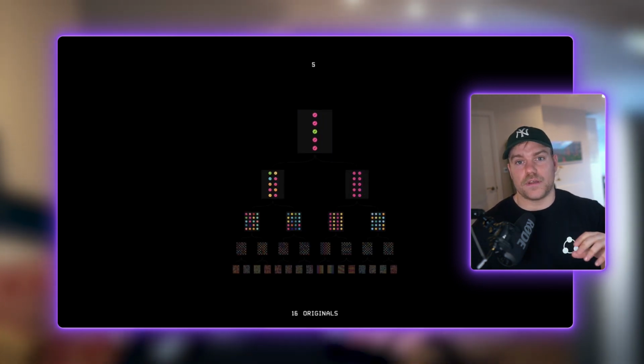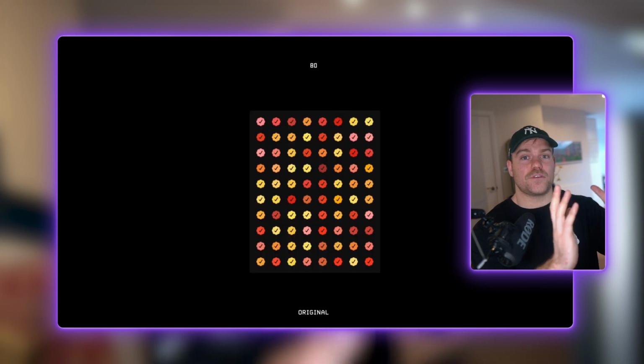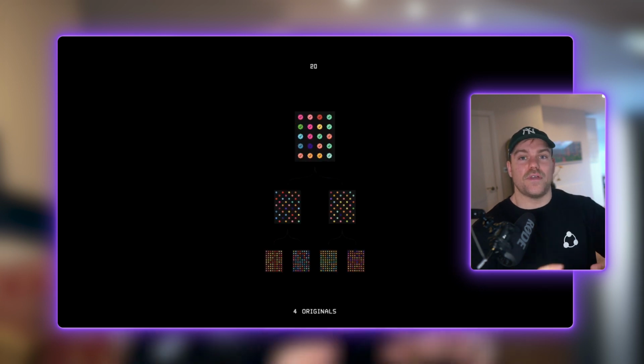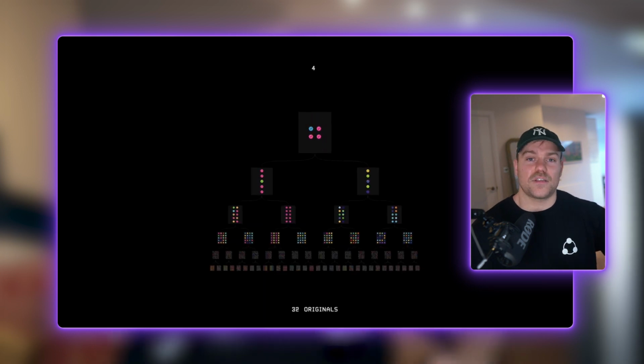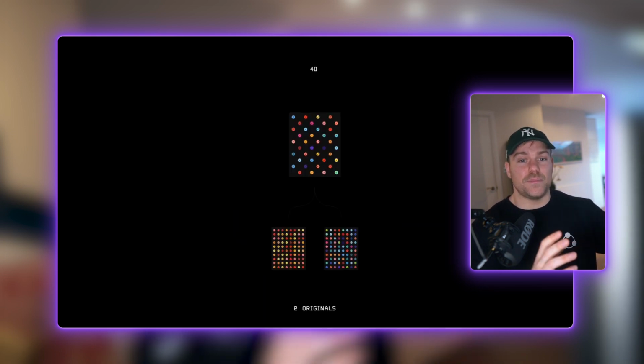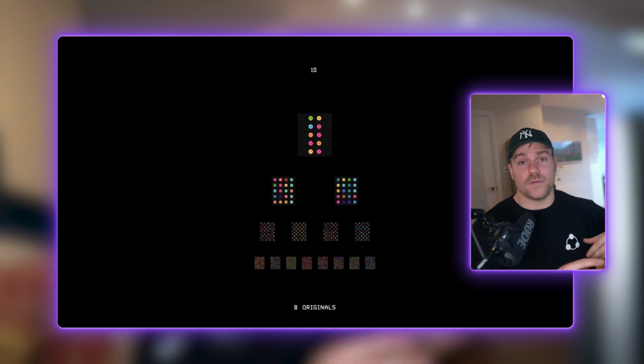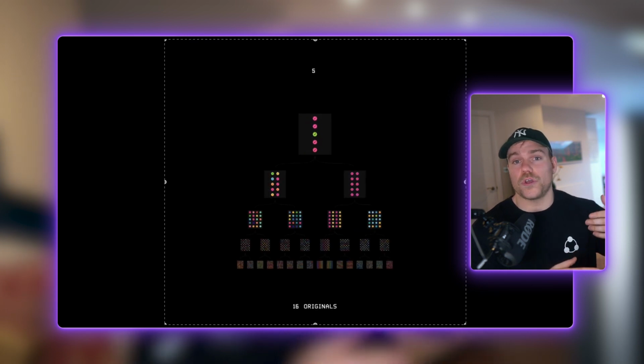What Jack implemented was a way for you to combine these two 80s into a 40. Then you can take two 40s and combine them into a 20, two 20s into a 10, etc., etc. So the idea is that people are actually burning these NFTs to make their NFTs more valuable or more unique.